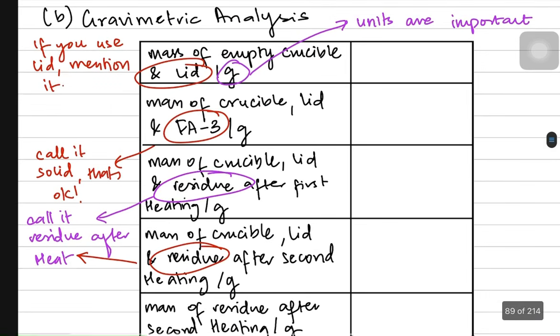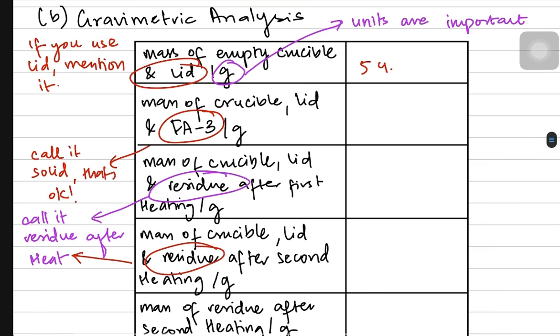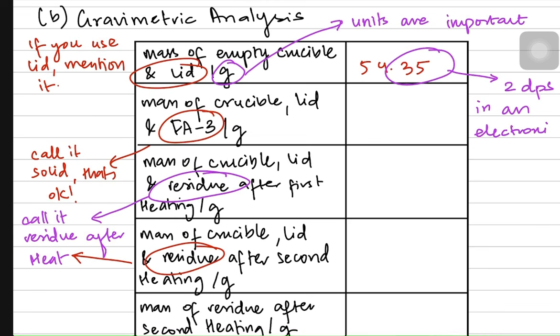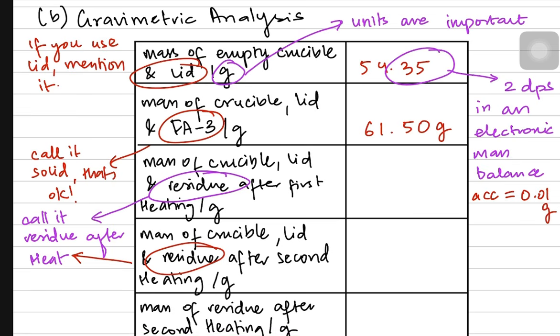Moving on, your mass balances are generally accurate to 0.01 grams. So 2 decimal places are very imperative over here. 2 decimal places in an electronic mass balance are a must, because your balances have an accuracy of 0.01 grams. The second decimal place can be any integer. It's not limited to 5 or 0 like a burette, it can be any digit. And then you place all the mass values with 2 decimal places.